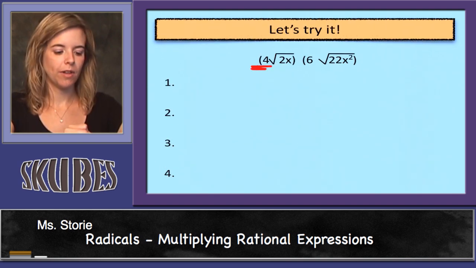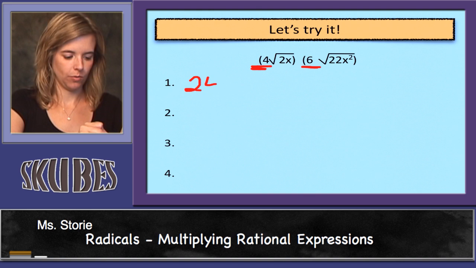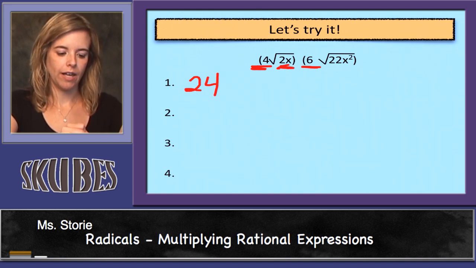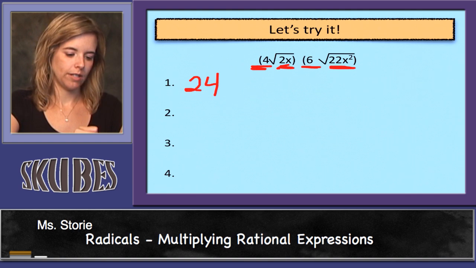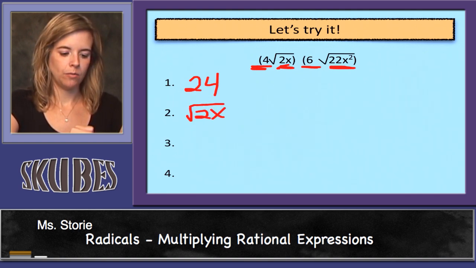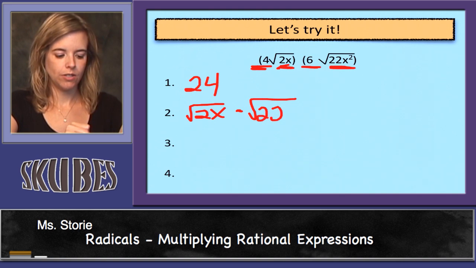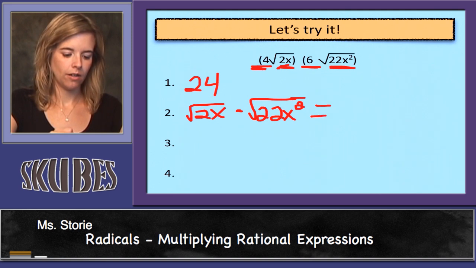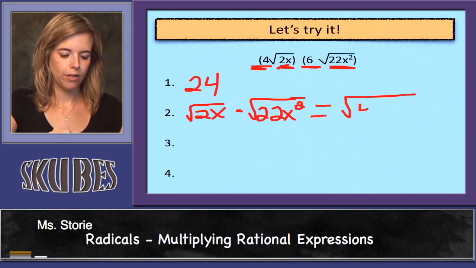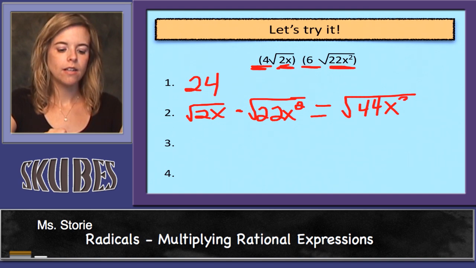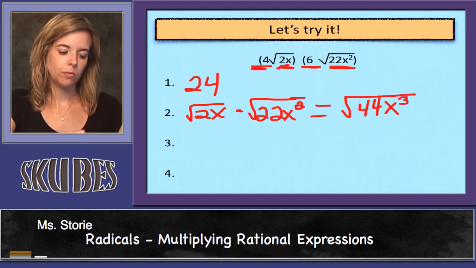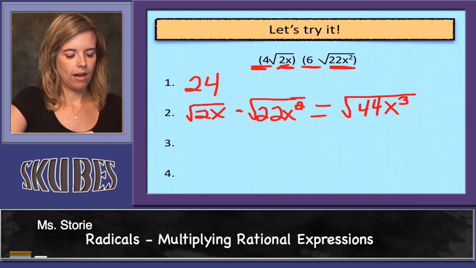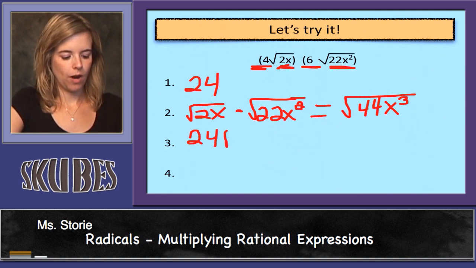Okay, first we're going to multiply 4 times 6, so 4 times 6 is 24. And then we're going to multiply our radicands. So we're going to take radical 2x and multiply it by radical 22x squared. Once we do that, we're going to end up getting radical, because they're still under there, 44x to the third. Because when you multiply exponents, you really don't. You add them. So you add 2 plus 1, and you get 3. Now, you have 24 radical 44x cubed.